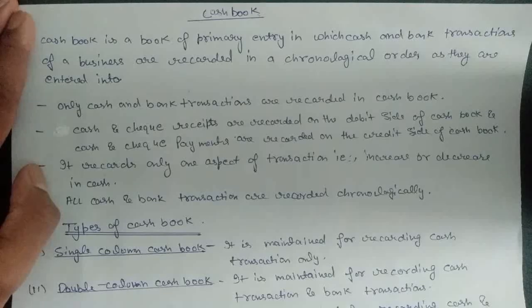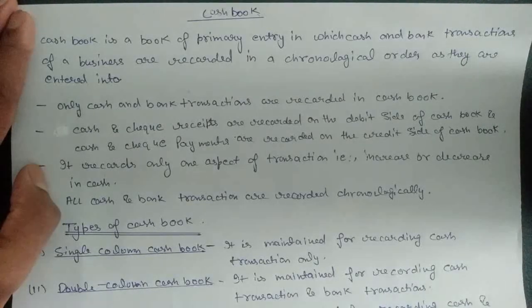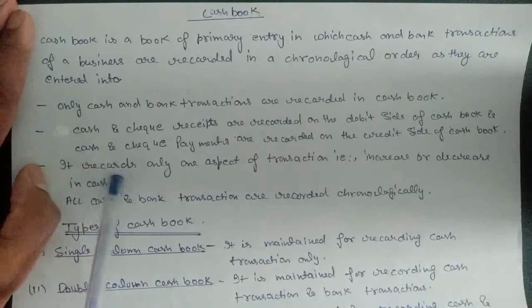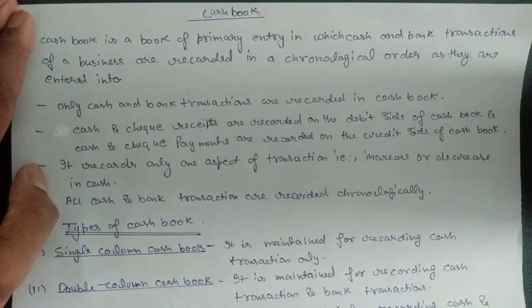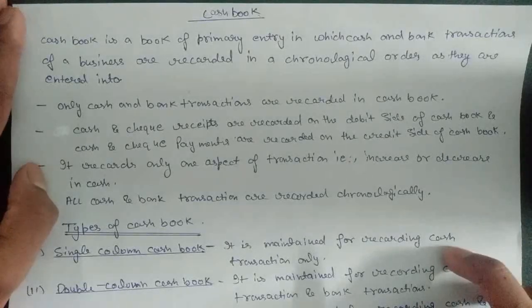We need to put the entry on debit side, whether in form of sale or anything else, by the name of that particular thing. Like if I am receiving money from Ram, I need to debit Ram on the cash account debit side. Next thing is it records only one aspect of the transaction, which is increase or decrease in cash, because as the name appears, cash book records only cash transactions.